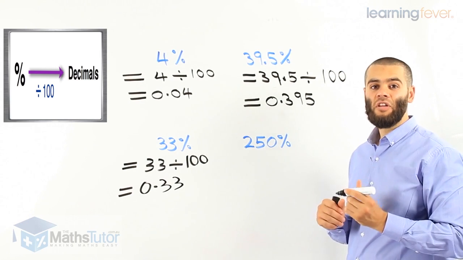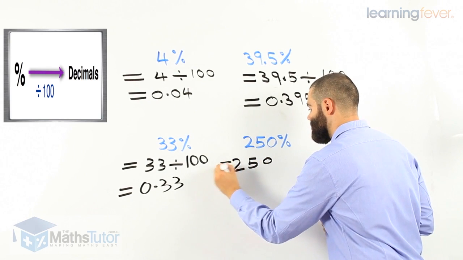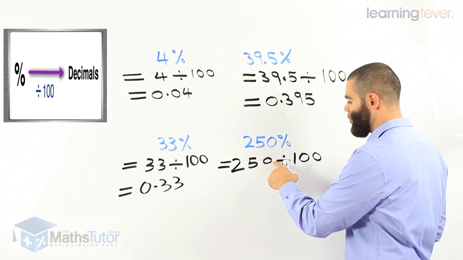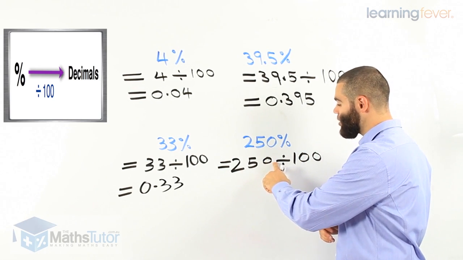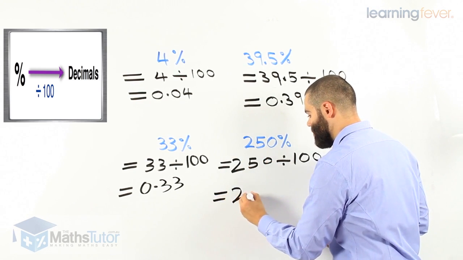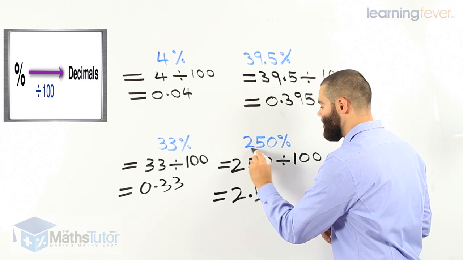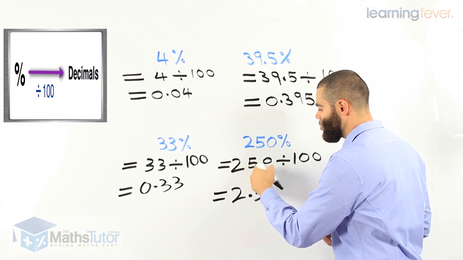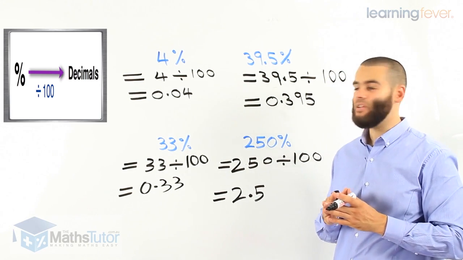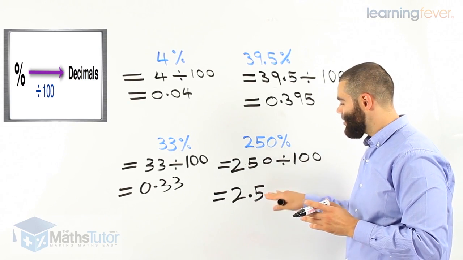250%. Change it to decimal. Again, same rule. 250 divided by 100. We know the point is at the end of the whole number, and we go back twice. 1, 2. It was here, and we go back 1, and we go back 2. Our point's going to go there between the 2 and the 5. 2.5 is exactly the same as 250%. That's written in percent, and that's written in decimal. We went from percent to decimal.